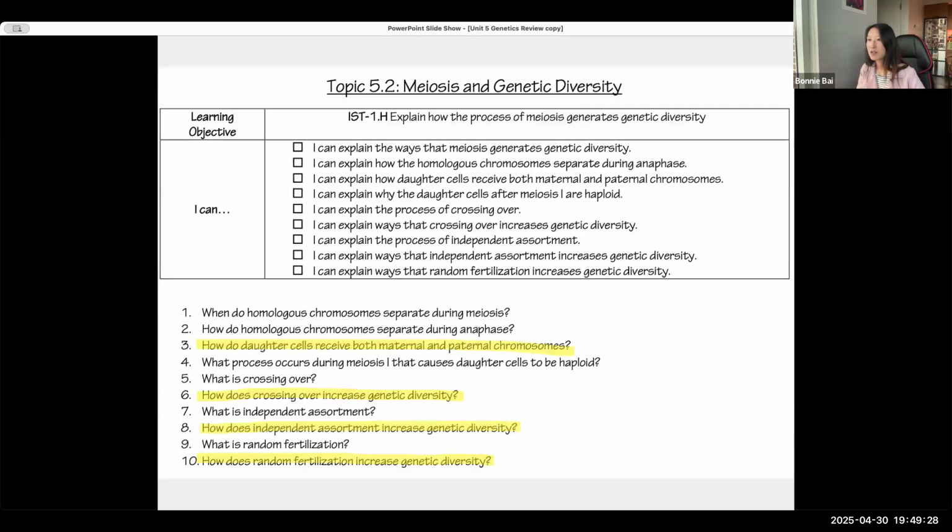Next one, meiosis again. We just did this, so it should be okay. I think the highlighted ones were the ones we talked about in class, because those were the slightly harder questions. Do you know the answer for number 4 though? What process during meiosis 1 causes the daughter cells to be haploid?